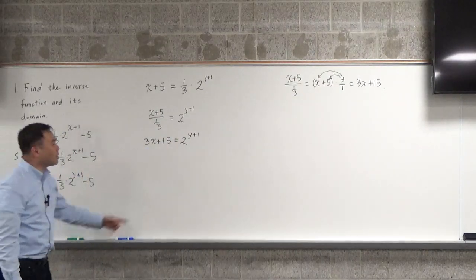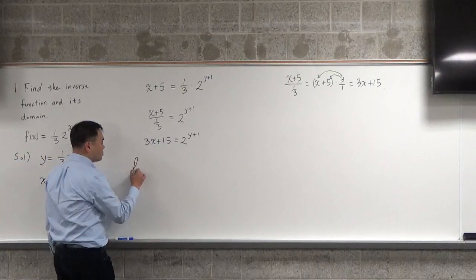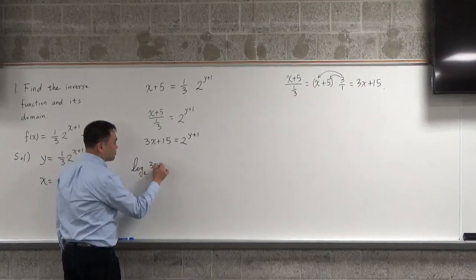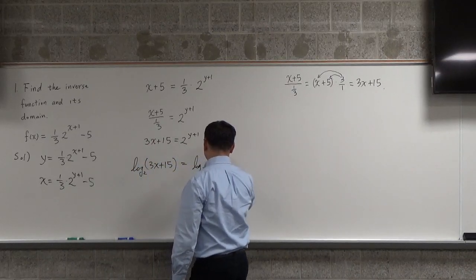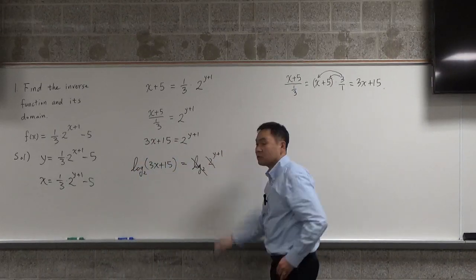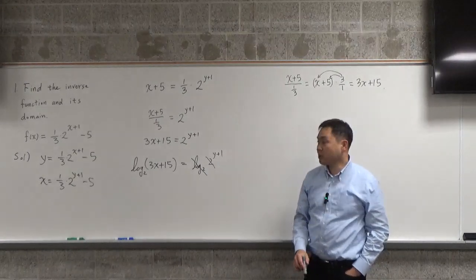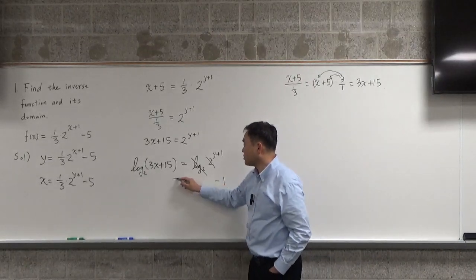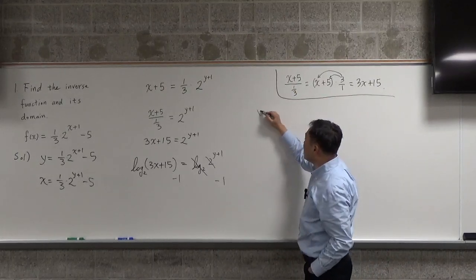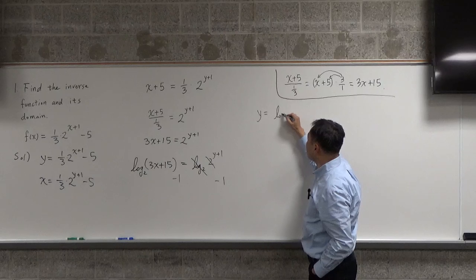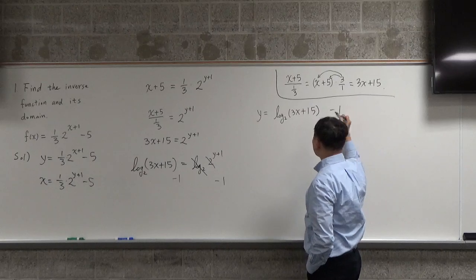Okay, so now how do you get rid of 2? Log base 2. You take log base 2. That's going to cancel the 2. And now finally you have to get rid of plus 1 by subtracting 1 from both sides. And that gives you y as log base 2 of (3x plus 15) minus 1.